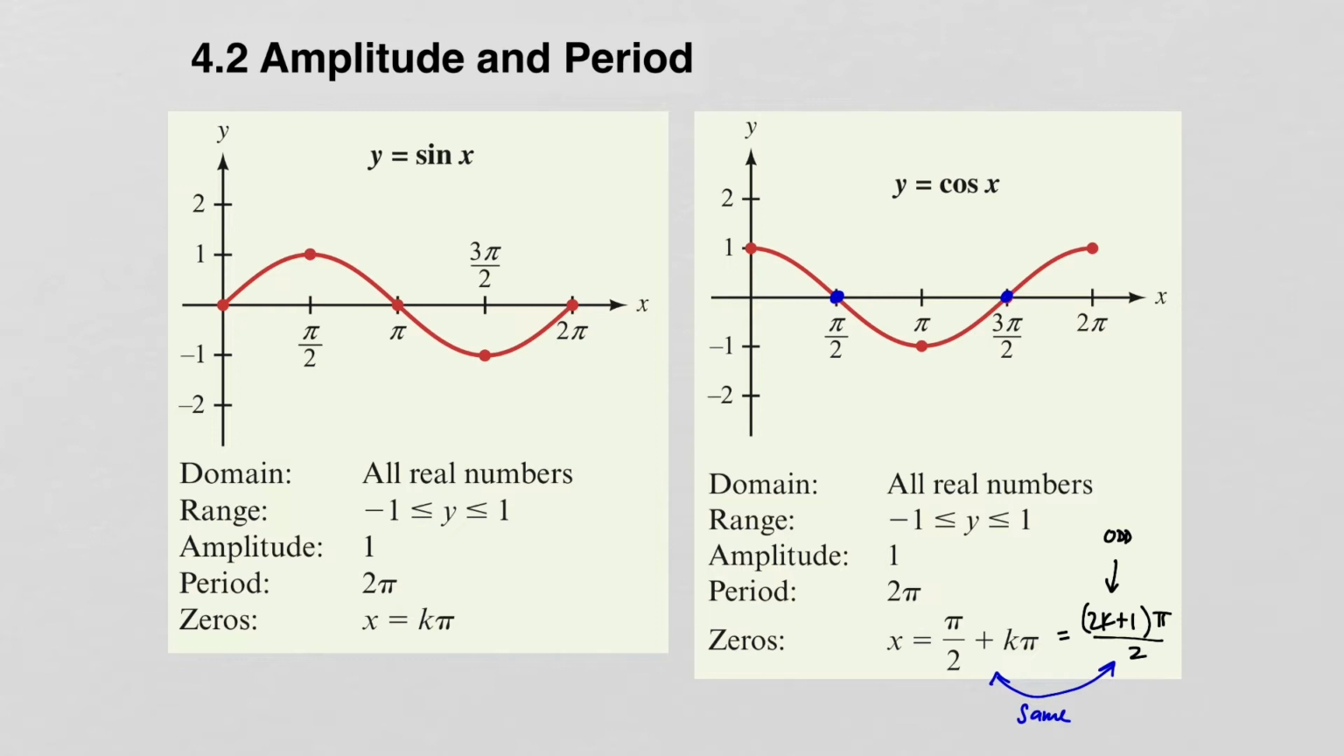Okay, so this is just a brief summary of what we learned in the last section regarding sine and cosine. Now we're going to see how we can affect the amplitude. So on the sine or cosine graph, how can we make it taller or shorter? Let's take a look at an example.